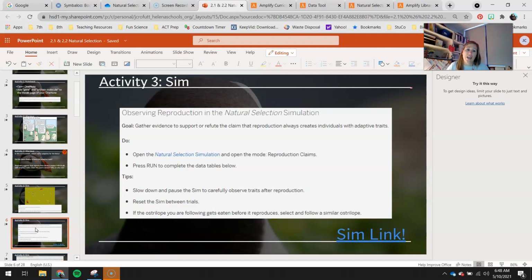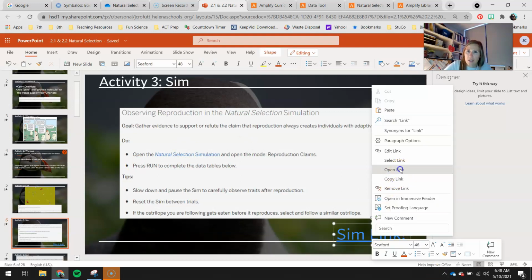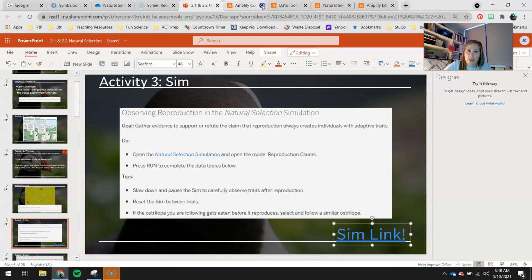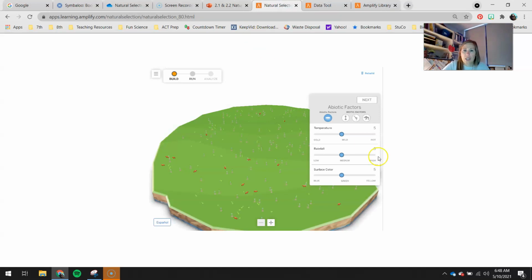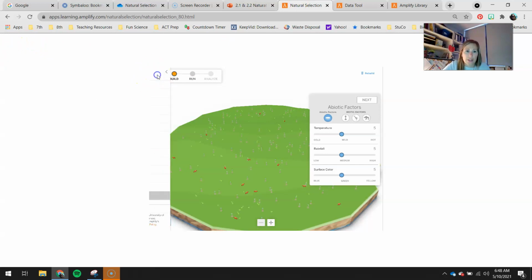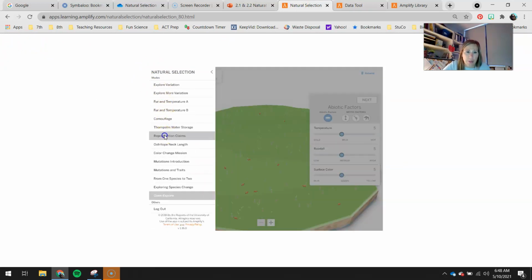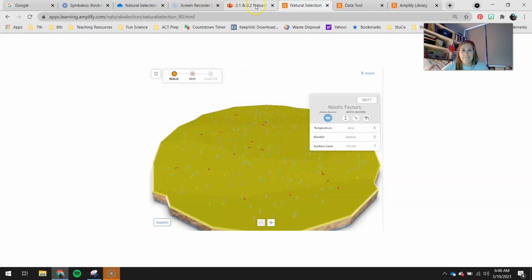So your goal is to gather evidence to support or refute the claim that reproduction always creates individuals with adaptive traits. So you're going to open up the sim and go to the mode of reproduction claims, and I'm not going to do all of this for you per se. So we're going to open that up. It'll ask you, are you using an iPad? And you'll say no, unless you guys, of course, are using an iPad. Okay, and then you guys are going to go to this reproduction mode up here. So this corner right here, you'll see the 3 horizontal bars. We're going to find reproductive claims and load that up.